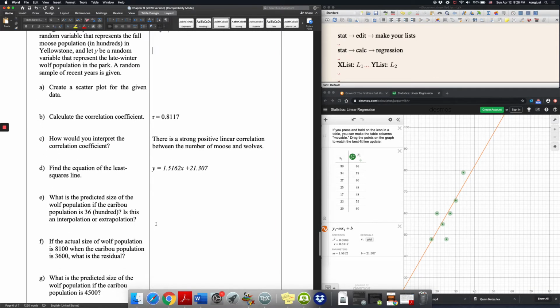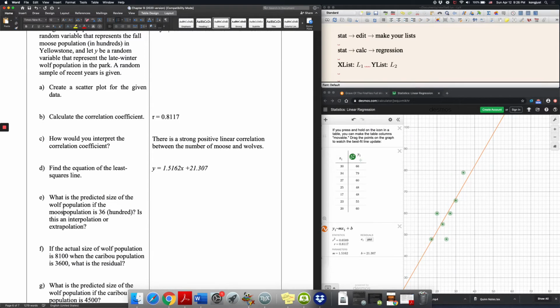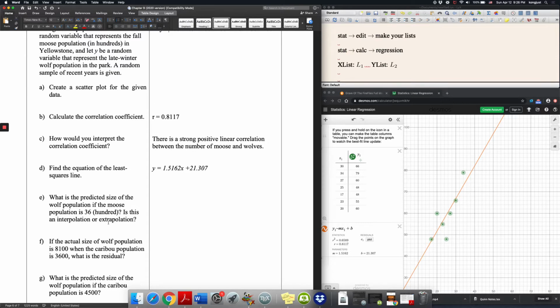Okay, letter E. What's the predicted size of the wolf population if the caribou population... Oh, I'm sorry, this is a typo. This should be moose. The moose population is 3,600. Is this an interpolation or an extrapolation? So first of all, let's figure out where does 36 lie. 36 is outside of our range, right? 3,600. Okay, so first, to answer the second question, this would be an extrapolation.